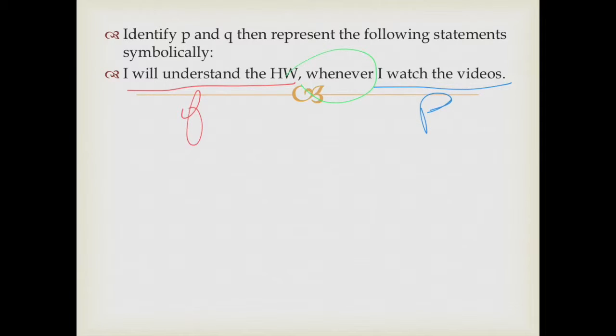So if I want to translate the statement into symbols, we want to look at our two statements again. I will watch the videos, that's positive, so positive P. And then I will understand the homework, so we have a positive Q.